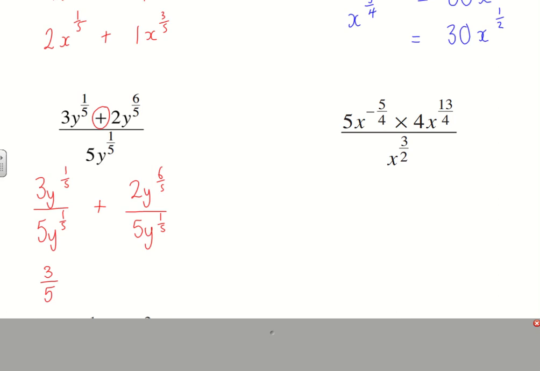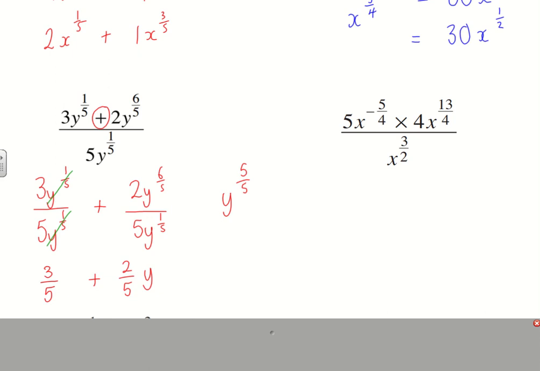And then 1/5, take away 1/5 is 0. Anything to the power of 0 is 1. So you can just say that these have just cancelled each other out, and you're just left with 3/5 on its own. And then onto our second fraction. Then I've got 2/5, and I can't do anything with it apart from just leave it as 2/5. Now this time they don't cancel out. So I've got 6/5, take away 1/5, which is 5/5. Okay. And y to the power of 5/5, well, you'd be better off just writing it as y to the power of 1. So that actually is just y.